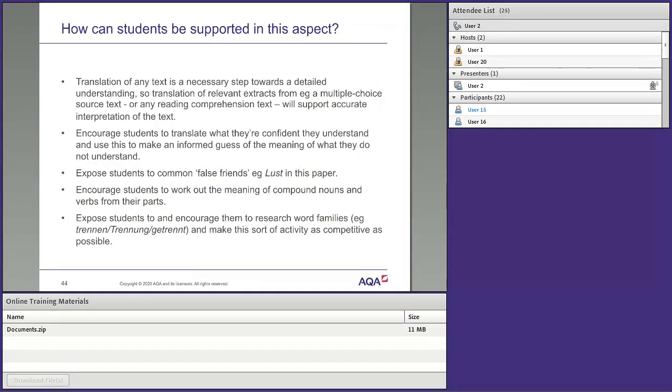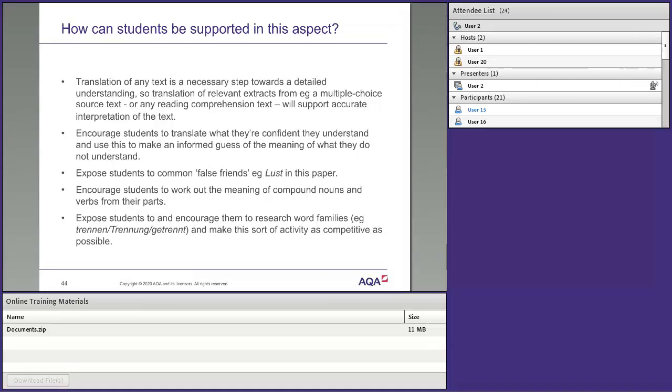So the translation of any text is a necessary step towards a detailed understanding. So translation of relevant extracts, e.g. from a multiple choice source text, something from one of the papers, or any reading comprehension text that comes up in your textbook, will support accurate interpretation of the text. So encourage students to translate what they're confident they understand, and then use this to make an informed guess of the meaning of what they do not understand. Make sure you expose students to common false friends. So like the example here, we've got Lust in this paper.